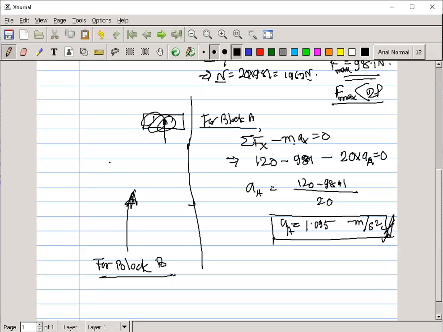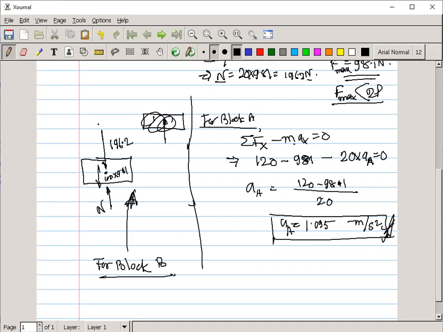Now for block B, if we draw the free body diagram, what should it look like? Here it is the 196.2. Okay, this is the normal from body A, right? And due to its own weight, how much is its own weight? That is 100 into 9.81, and there you have a normal, right?